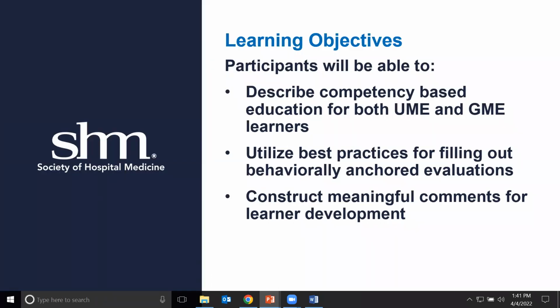So our learning objectives today, we're going to describe some competency-based education, both in the UME and GME world. We're going to utilize best practices for filling out behaviorally anchored evaluations, and we're going to construct meaningful comments for learner development.